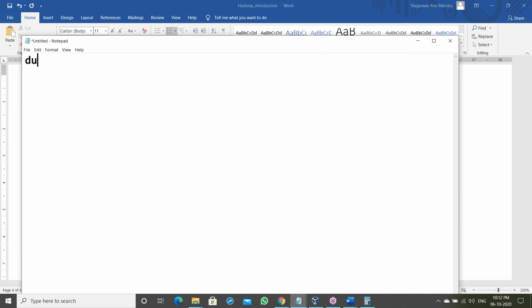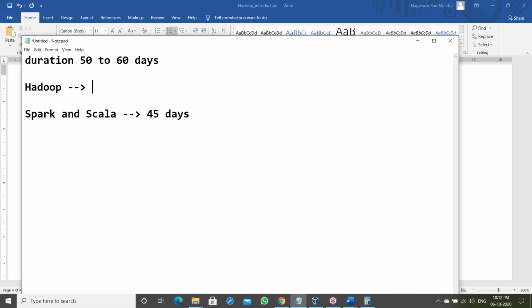Total duration: 50 to 60 days around. This is only Hadoop, not including Spark and Scala. Spark and Scala is another 45 days. Hadoop 50 to 60 days; at maximum, I'll try to finish within 50 days.